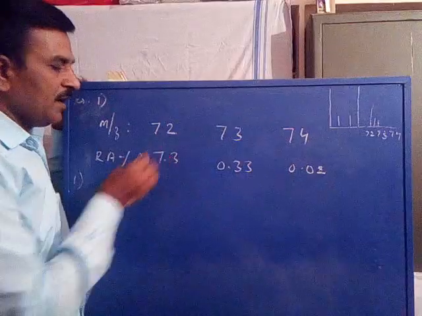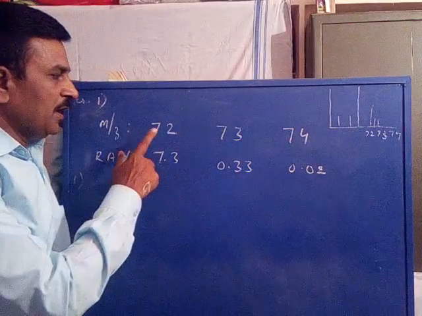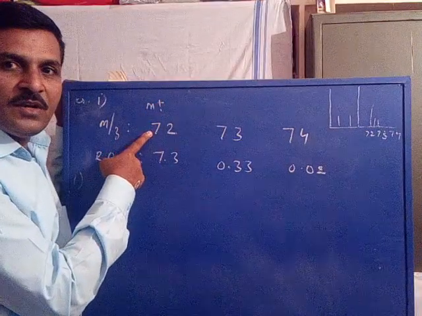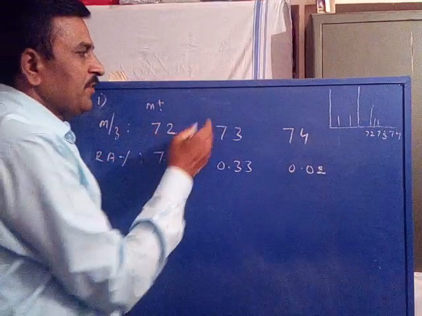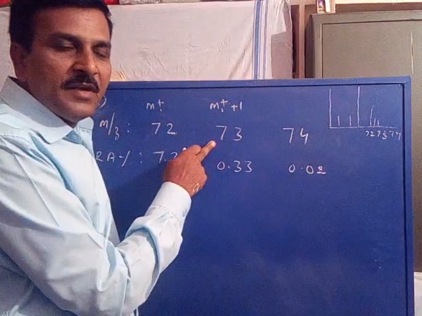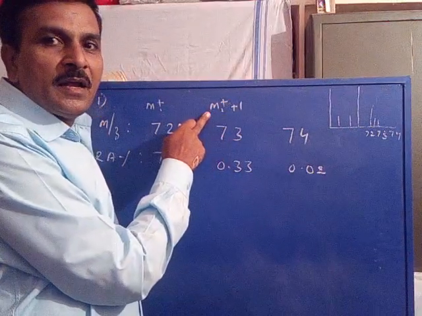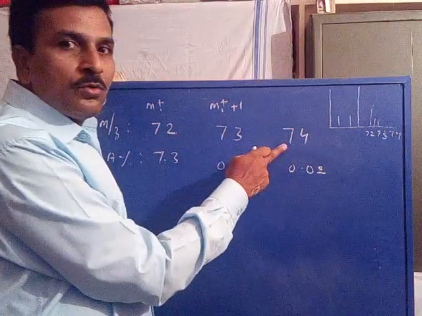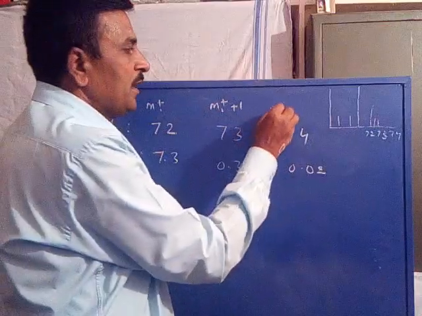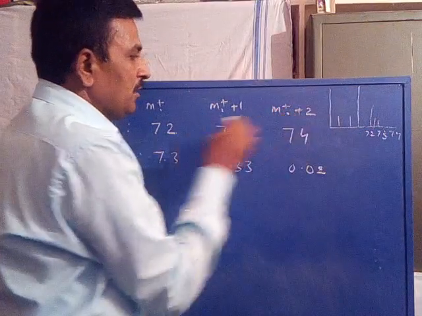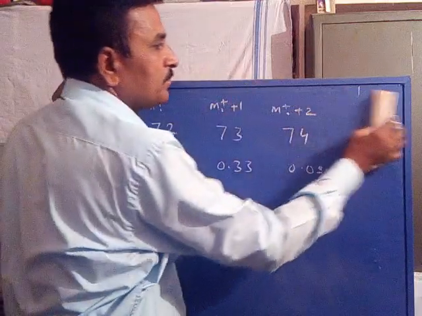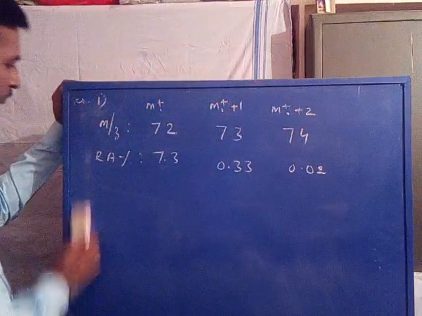According to our guidelines, 72 is the molecular ion signal. 73, because it has one atomic mass unit greater m/z value, is the molecular ion plus 1 signal. 74 has 2 atomic mass units greater than the molecular ion signal, therefore it is the molecular ion plus 2 signal. First isotopic signal and second isotopic signal.